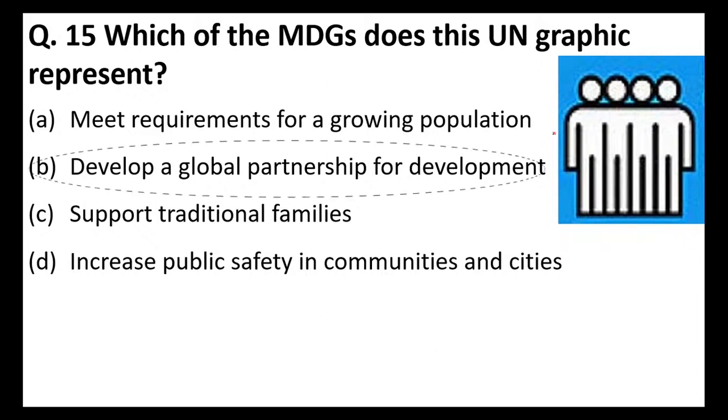Yes, the correct answer is develop a global partnership for development. Because only when all the countries come together can we fight a problem. Individually, things cannot be handled better when two or more countries try to work on a goal.